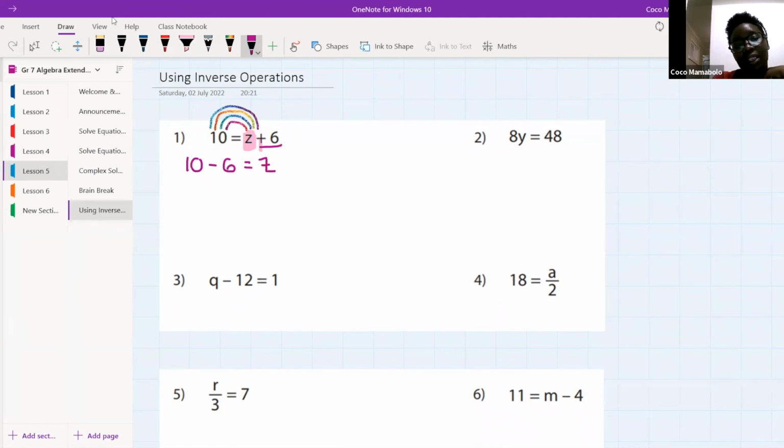What's 10 minus 6? 4. Good, 4 is equal to Z. I can therefore say, therefore, Z is equal to 4. You see how we do that, Nondumiso? I know you already knew how to do it though. Yes, ma'am. Excellent. We're going to be learning a bit more about over the rainbow, or over the wall, as some teachers call it. Very well done. Thank you very much, Nondumiso.